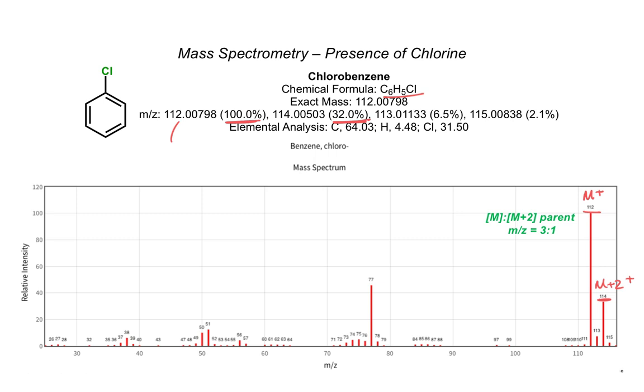It's saying that that mass is coming from the compound with the 35 label. And then this mass is coming from the compound with the 37 label. So when you look in that parent region and you see an M with an M plus 2 of that 3-to-1 ratio, that's telling you there's a chlorine somewhere in that molecule.